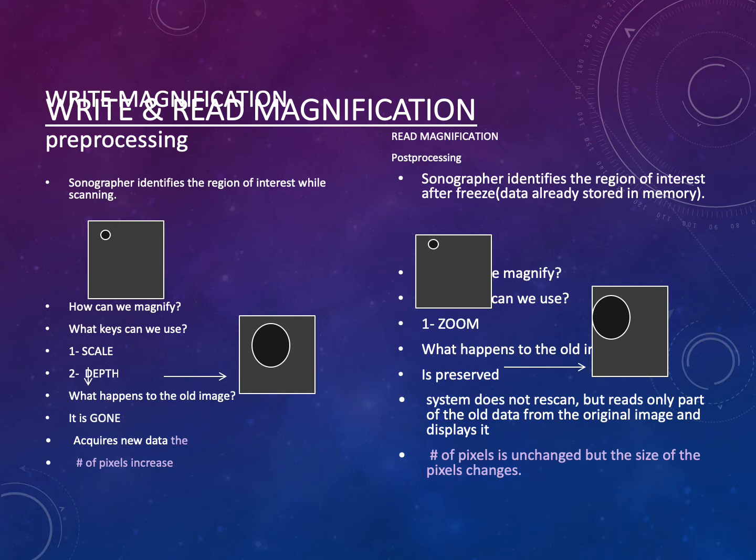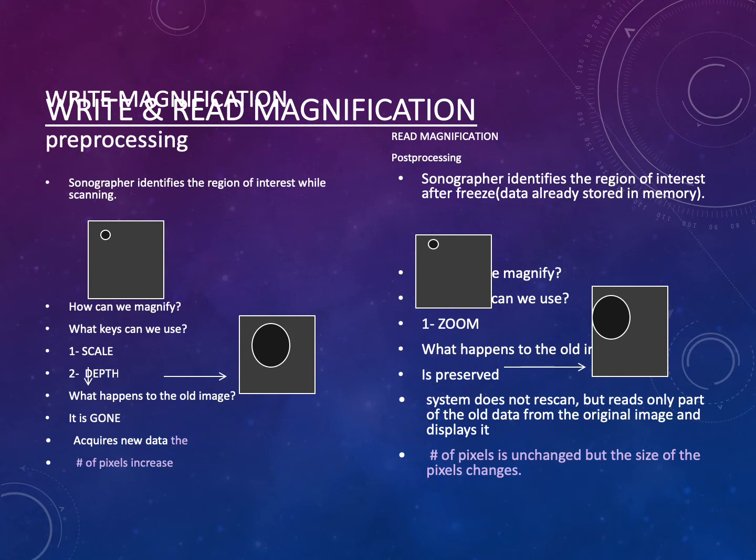In read magnification, though, you notice this after you hit freeze, so the sonographer identifies the region of interest after freeze. The data is already stored in memory, so you already have your image in memory. You have a frozen image and you notice this dot or circle and you're questioning what it is. You want to magnify and find out. So how can we magnify here? What keys can we use? The zoom key.